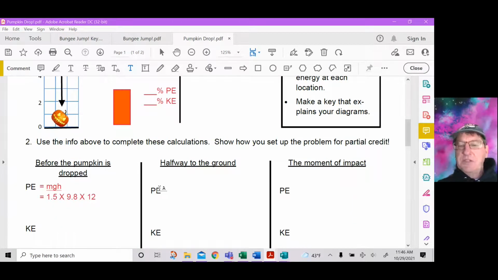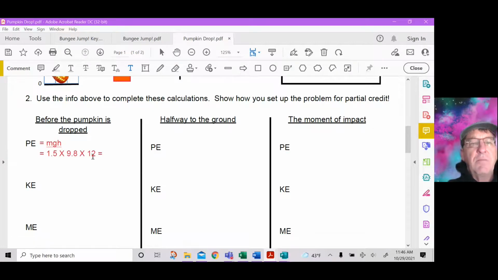Okay? So that is how you show your work. You write down the equation you're going to use, and then you show the numbers that you're going to fill it in with. Then you do the math on your calculator. Once again, I'm going to let you do that by yourself.